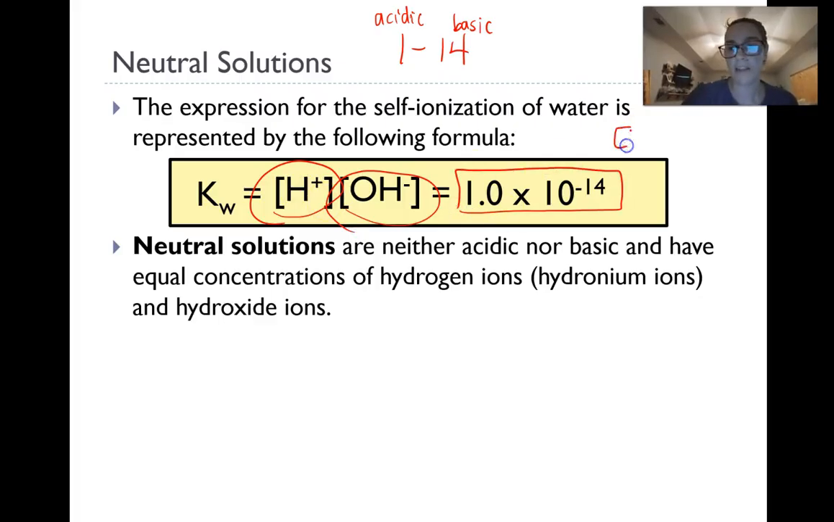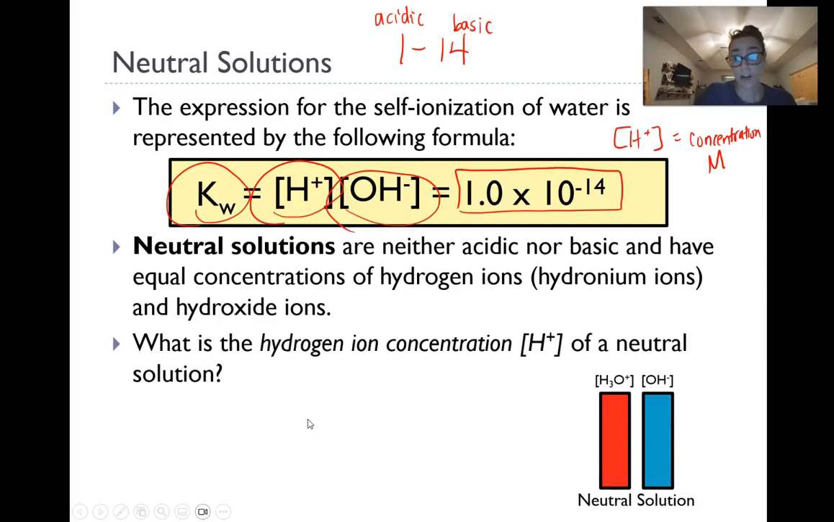If you see something in brackets, by the way, that means concentration. And remember, our unit of concentration is molarity, capital M. So this represents a neutral solution. It's not acidic nor basic, and it has equal concentrations of hydrogen and hydroxide ions. So the Kw of water, the dissociation of water, is 1 times 10 to the negative 14, because they have equal amounts of hydrogen and hydroxide ions, so equal amounts of acids, equal amounts of bases.